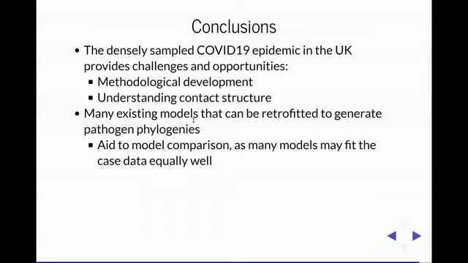Many existing models can be quite easily retrofitted, easily as in on the timescale of this workshop, to generate pathogen phylogenies. And I think that's going to be an important aid to model comparison, as many models by design have been trained to fit case data or death data, and so it becomes very difficult to say whether one model is actually more realistic than another. By branching out and looking at phylogenetics, we have a means to compare those models in a much richer way.